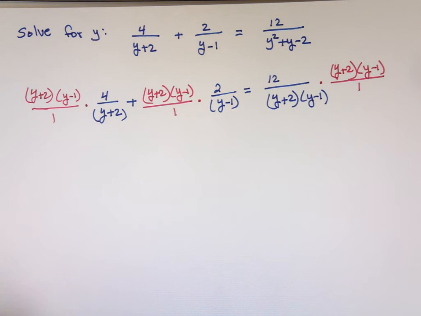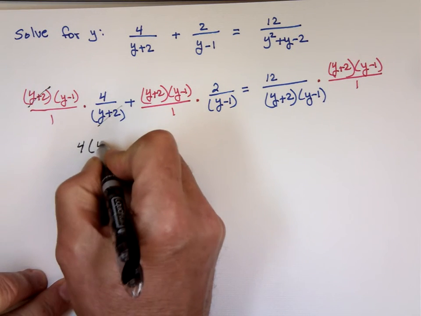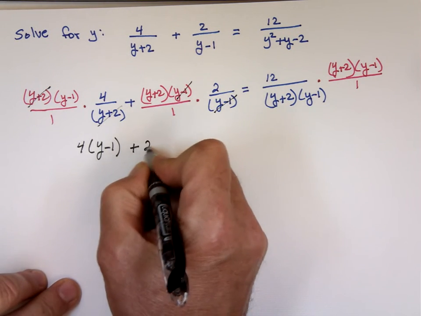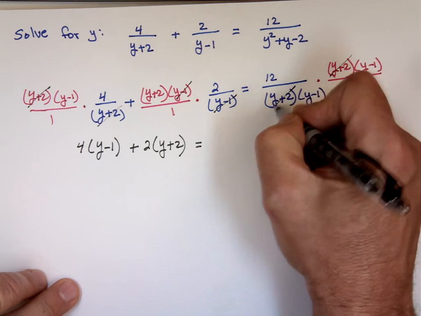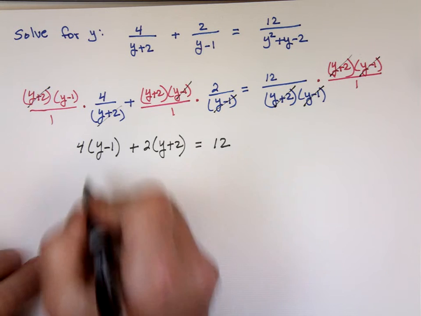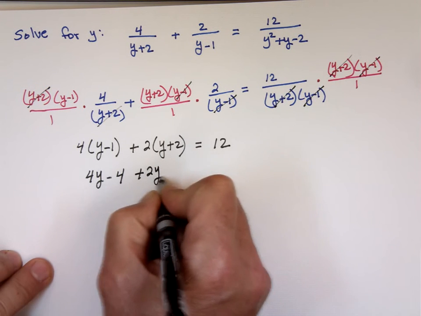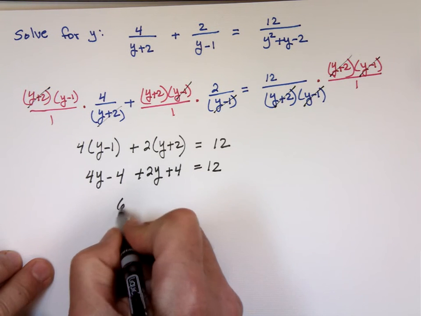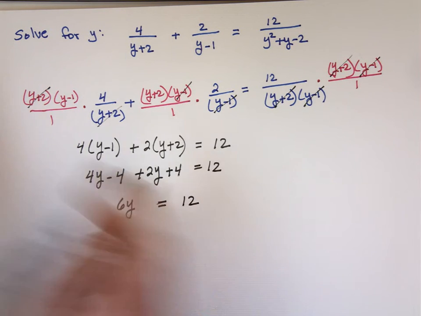Now let's cancel. Gone. I have 4 times y minus 1 plus 2 times y plus 2 equals 12. 4y minus 4 plus 2y plus 4 is equal to 12. 4y and 2y, 6y, minus 4 plus 4 are gone, equals 12. And to solve for y, you've got to divide by 6 now.